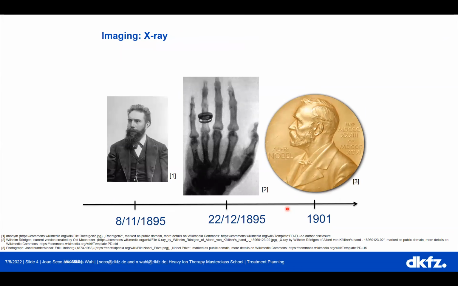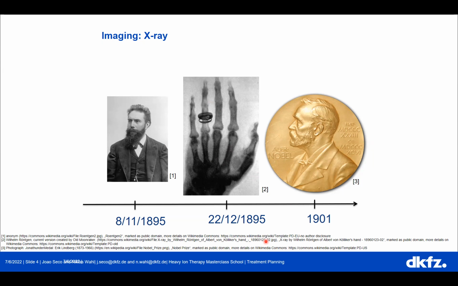All right, so imaging is one of the components that's really critical for us. We need to see what we're doing. And I wanted to put this picture of the first images, which is a simple 2D image of the hand of the wife of Röntgen. You see the hand here, it's a simple radiograph. It has no volumetric information. It's just a simple planar image of a hand with a ring, right?